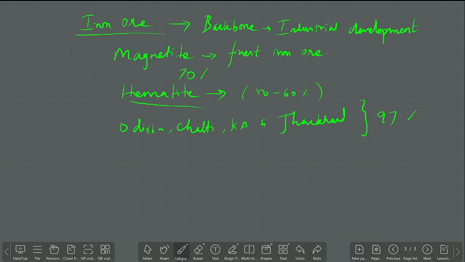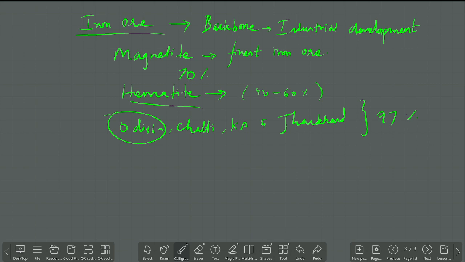Do you understand? So it's a very important question. Only from 4 states we have got 97. Number 1, Odisha and Jharkhand belt. In Odisha, high grade hematite ore is found in Badampahar mines in Mayurbhanj and Kendujhar districts.